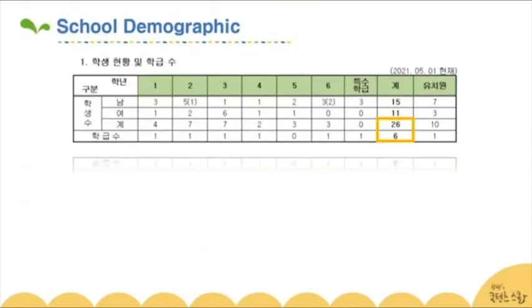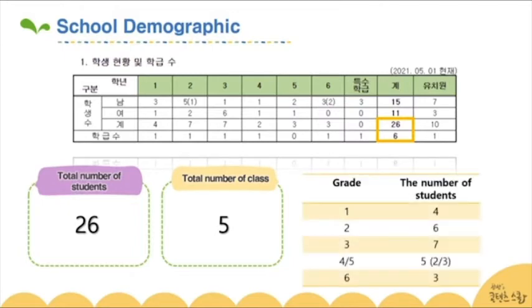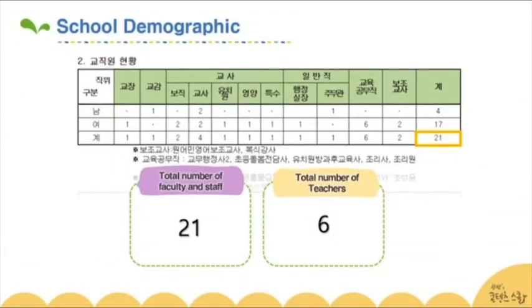The total number of students in Sanyang Elementary School is 26, and the number of classes is 6, including a special class. Among them, the number of students in the 4th and 5th grades is small, so the 2 grades are integrated. So there are 4 first graders, 6 second graders, 7 third graders, 5 fourth and fifth graders, and 3 sixth graders. Next, there are a total of 21 school staff, and the actual number of teachers in charge of the aforementioned classes is 6.